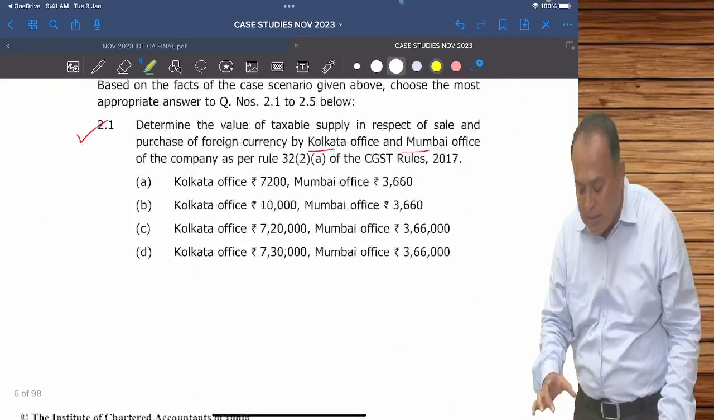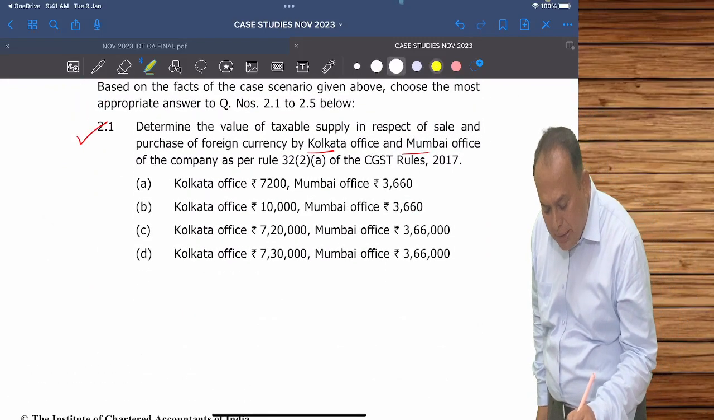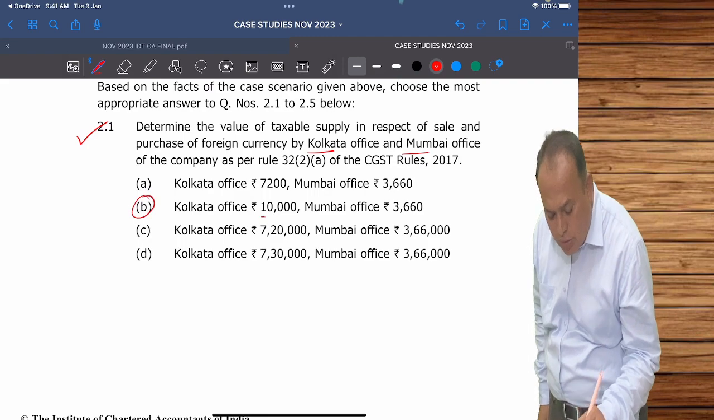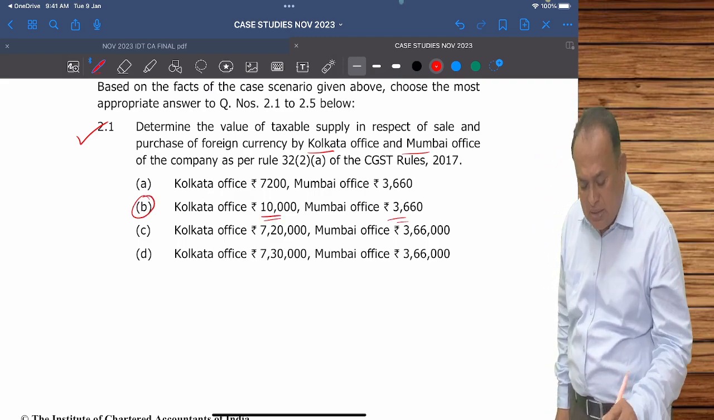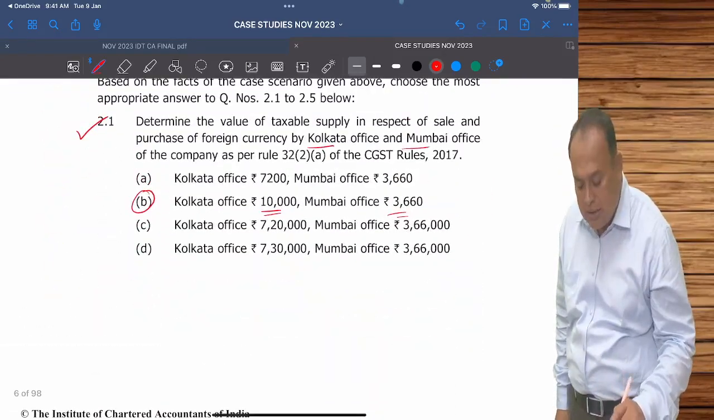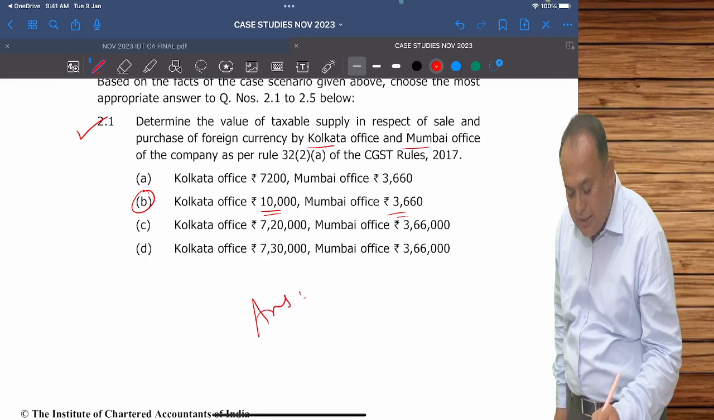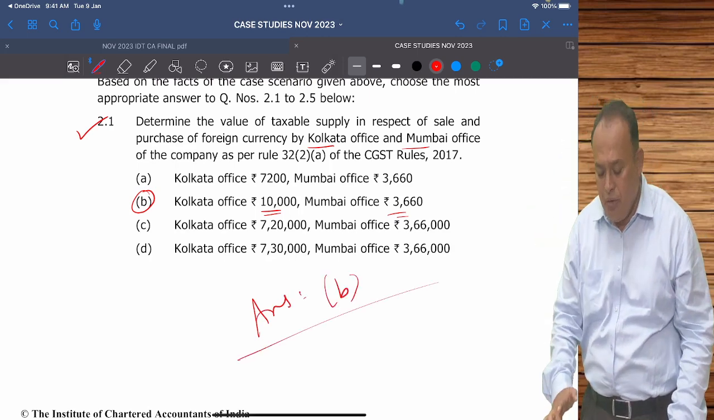Where is it matching? Let us see here. Point number B is going to catch hold of the answer. Kolkata office 10,000, Mumbai office 3,660. How much did I get here? Yes, 3,660. So the right answer here, in the first case, is answer number B. As simple as that.